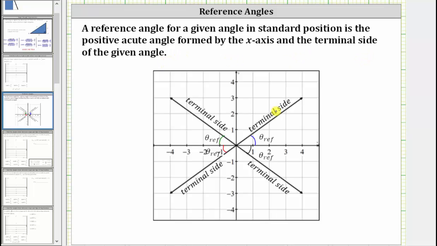Looking at the graph below, we have a terminal side in each quadrant and the corresponding reference angle is labeled. Notice how the reference angle is the acute angle formed by either the positive x-axis or negative x-axis and the terminal side of the angle in standard position.